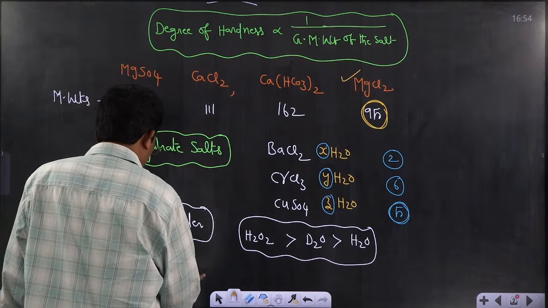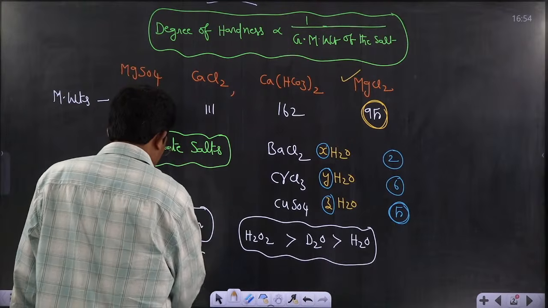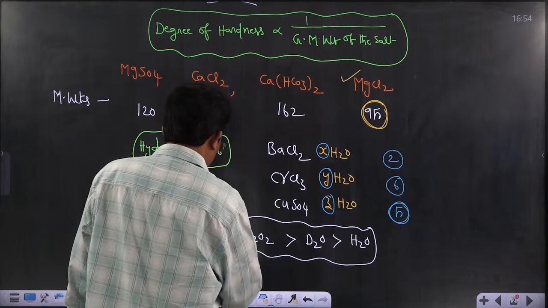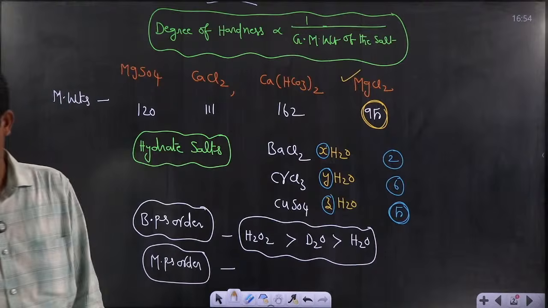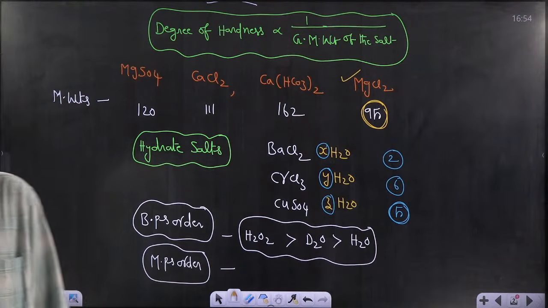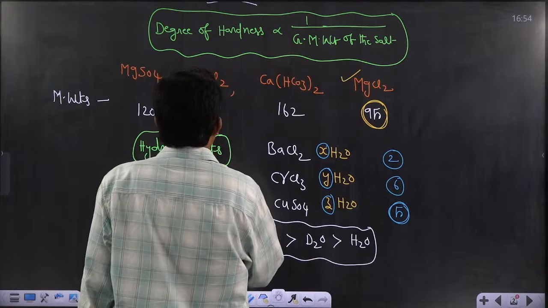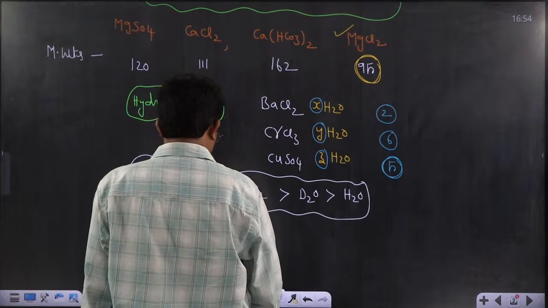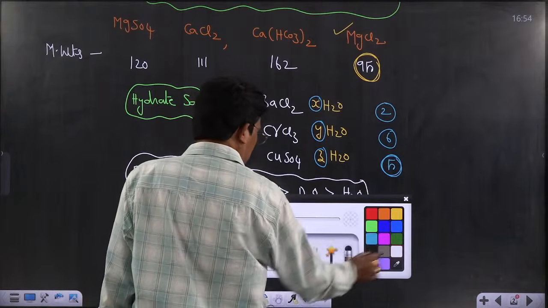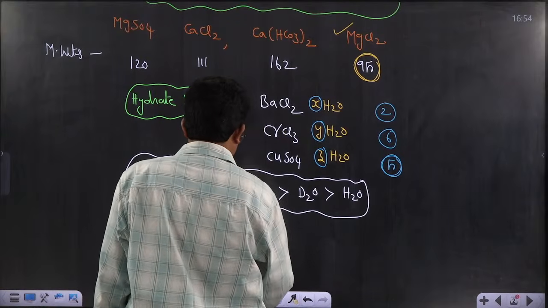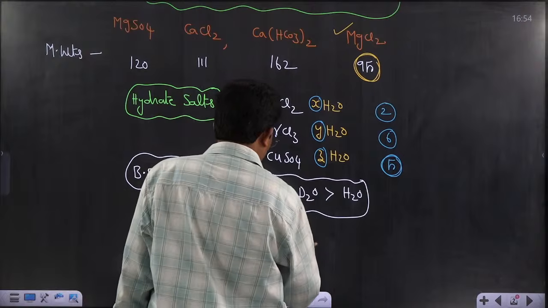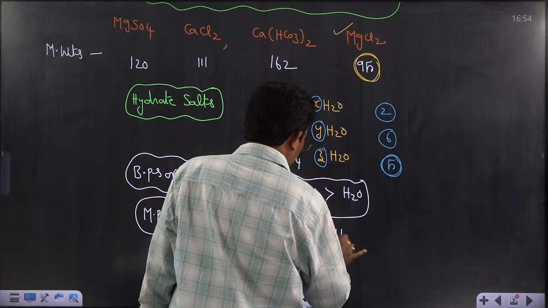What about the melting points order? D2O has a higher melting point, and H2O2 has a lower melting point, less than 0. Heavy water, D2O, is greater than H2O, which is greater than H2O2.